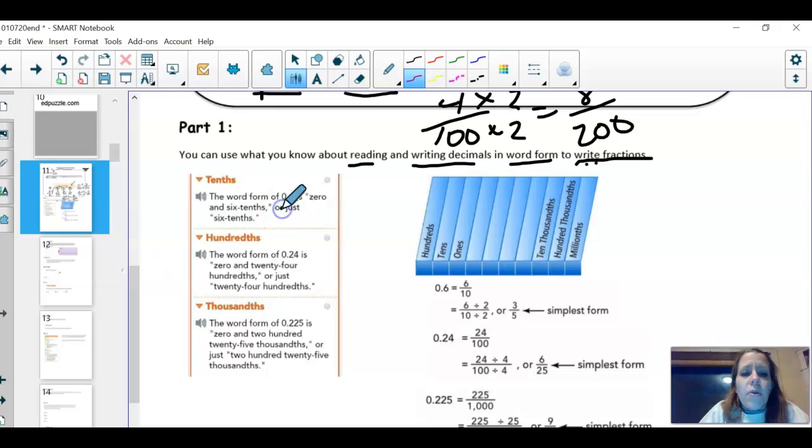Let's look at 0.6. The word form of 0.6, we wouldn't say 0.6, 0.6. We would say 0 and 6 tenths. I'm going to finish our chart. So let's go ahead and try to finish our chart. So I have 10 thousandths, so that means that this one is simply thousandths.